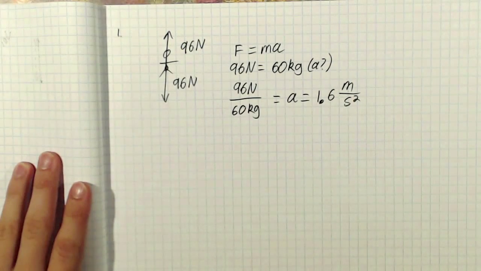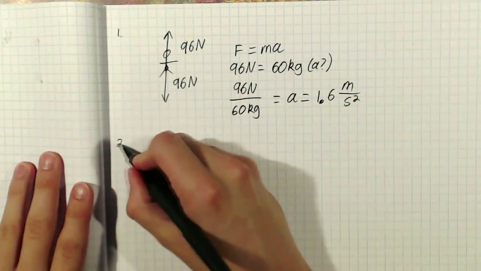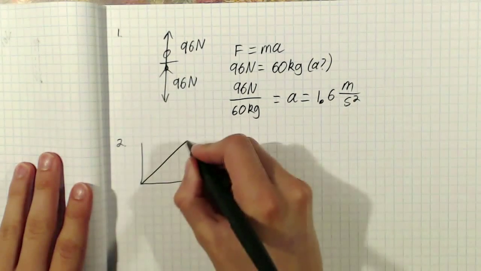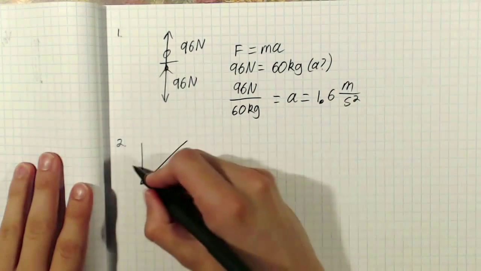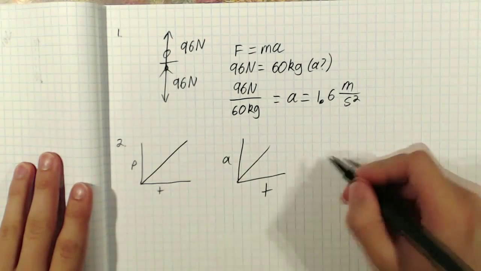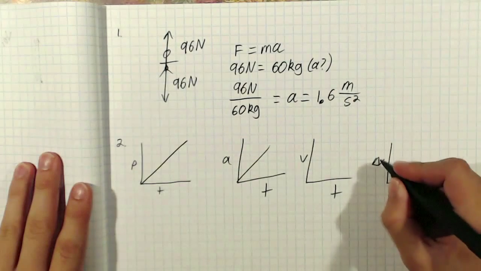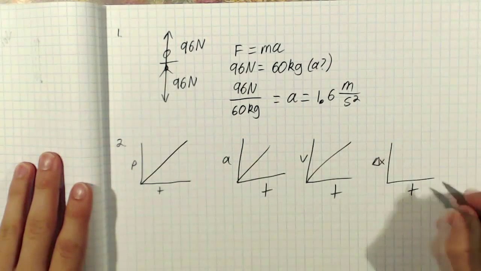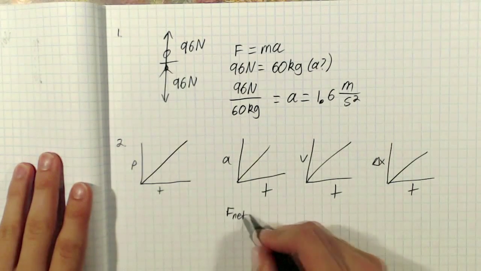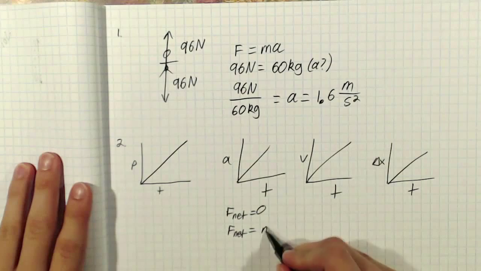The next question says, which graph best represents the motion of an object that has no unbalanced forces on it? And it has a graph like this. This is momentum versus time. Graph like this is acceleration versus time. Graph like this, velocity versus time, and a graph like this, displacement versus time.